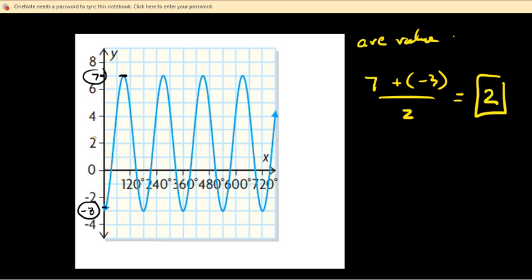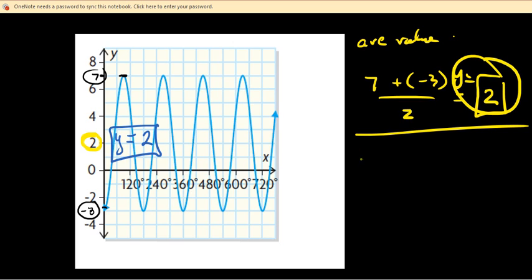So that number 2 is the average between those two numbers. That is the equation of the midline. So y equals 2 is the equation of the midline. Once you get that average value, this is the equation of the midline. The amplitude is different. The amplitude is not the equation of the midline. The amplitude is based on the maximum value.